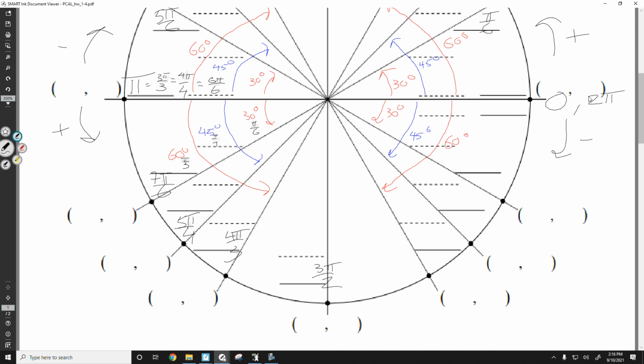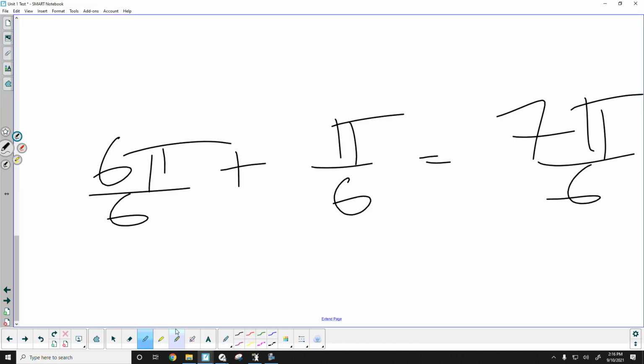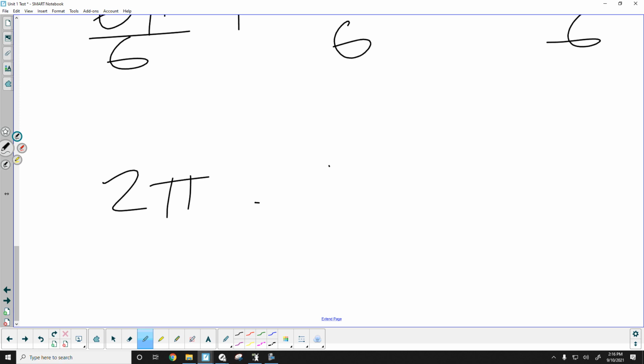You know what? I'll give you a hint for the first one. If I need to go all the way around to get to this angle, I can go all the way around to 2 pi and then subtract 30 degrees. I could do 2 pi minus pi over 6. Come on, fraction experts. What's 2 pi minus pi over 6? Discuss with your neighbors. You can figure it out.